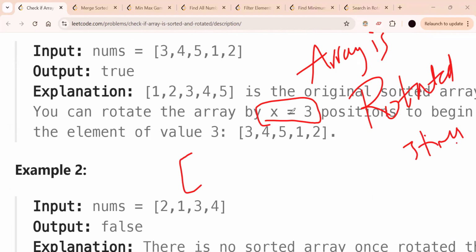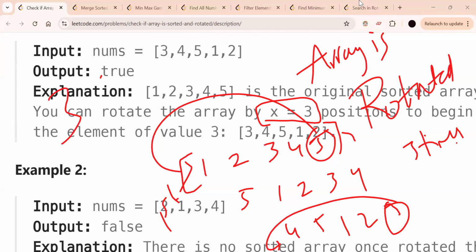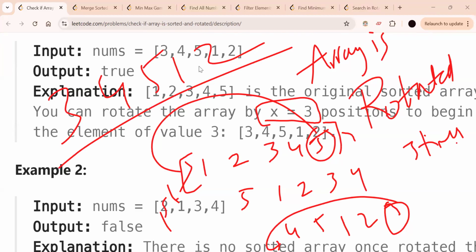For example, if you take 1, 2, 3, 4, 5 and rotate the array for the first time, what happens is this 5 comes to the beginning, right? 5, 1, 2, 3, 4. If you do it for the second time, it will become 4, 5, 1, 2, 3. If you do it for the third time, 3 will come to the beginning, which means 3, 4, 5, 1, 2. That's all. This is what they meant here. I hope this is clear now at least.